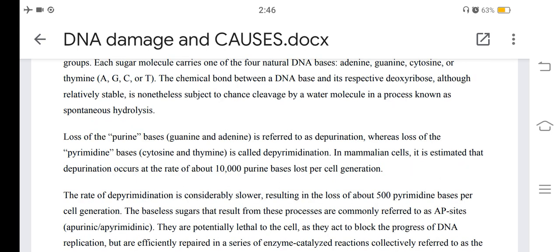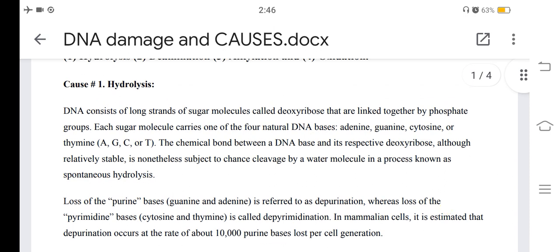Loss of purine base guanine and adenine is referred to as depurination. And again, I will be reading this.